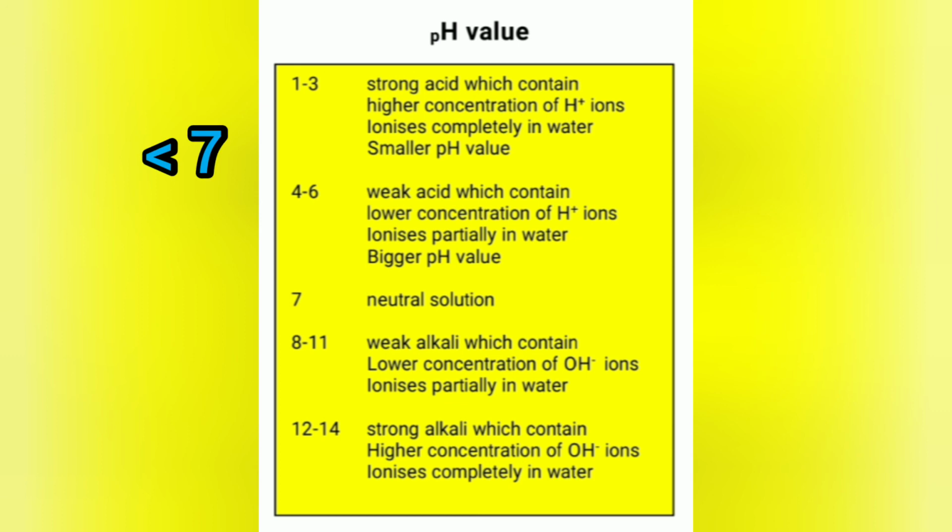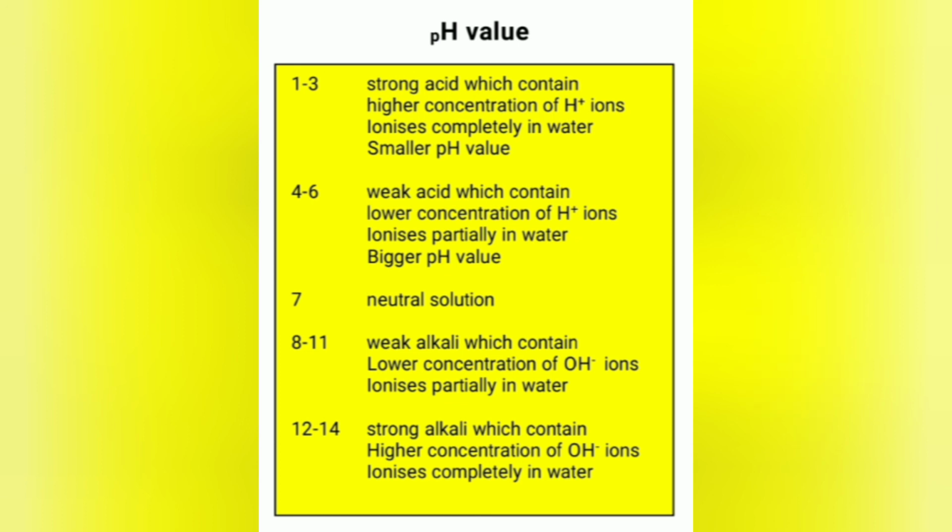pH below 7, acidic solution. pH equal to 7, neutral solution. pH more than 7, alkaline solution. The lower the pH value, the higher the concentration of hydrogen ions. The higher the pH value, the higher the concentration of hydroxide ions.